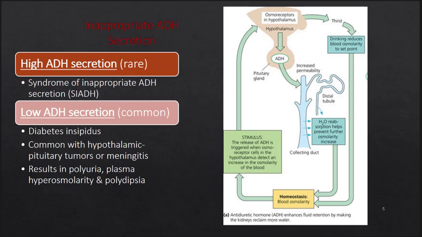And some of the effects that are seen are going to be polyuria, so this is excessive urination, plasma hyperosmolarity, as well as polydipsia. Polydipsia is excessive thirst. And the intention of this excessive thirst that the body triggers is because of the hyperosmolarity.